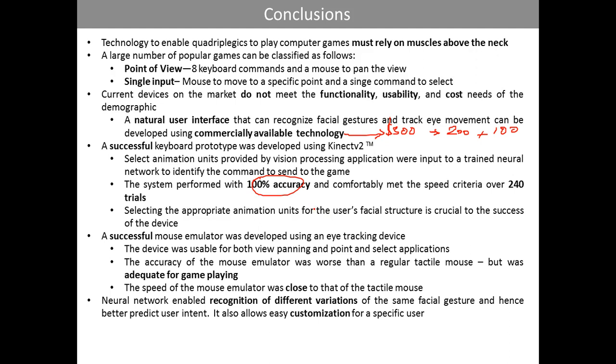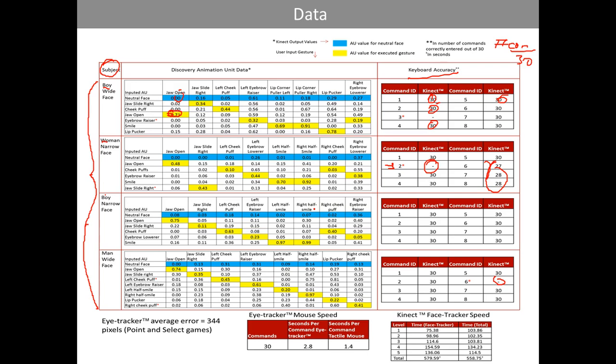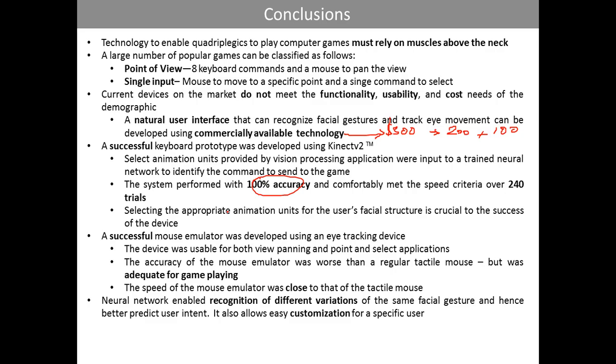So I built a successful mouse simulator using the eye tracking device. It was adequate for game playing. This 344 pixel average error was still low enough, because accuracy only occasionally becomes a problem. Most of the time the error is very small, only about 5 to 10 pixels.